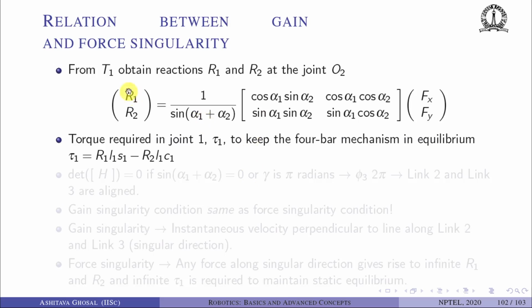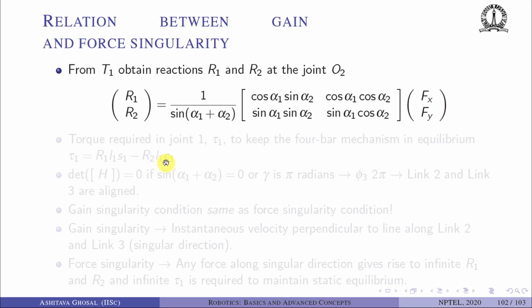Okay. So R1 and R2 is obtained as 1 over sine(alpha 1 plus alpha 2) times some matrix which now contains both cos alpha 1, sine alpha 2 and so on, times Fx, Fy. So the torque required at joint 1 to keep the 4-bar mechanism in equilibrium is tau 1, which is R1 L1 S1 minus R2 L1 C1. Okay. How did I get this?